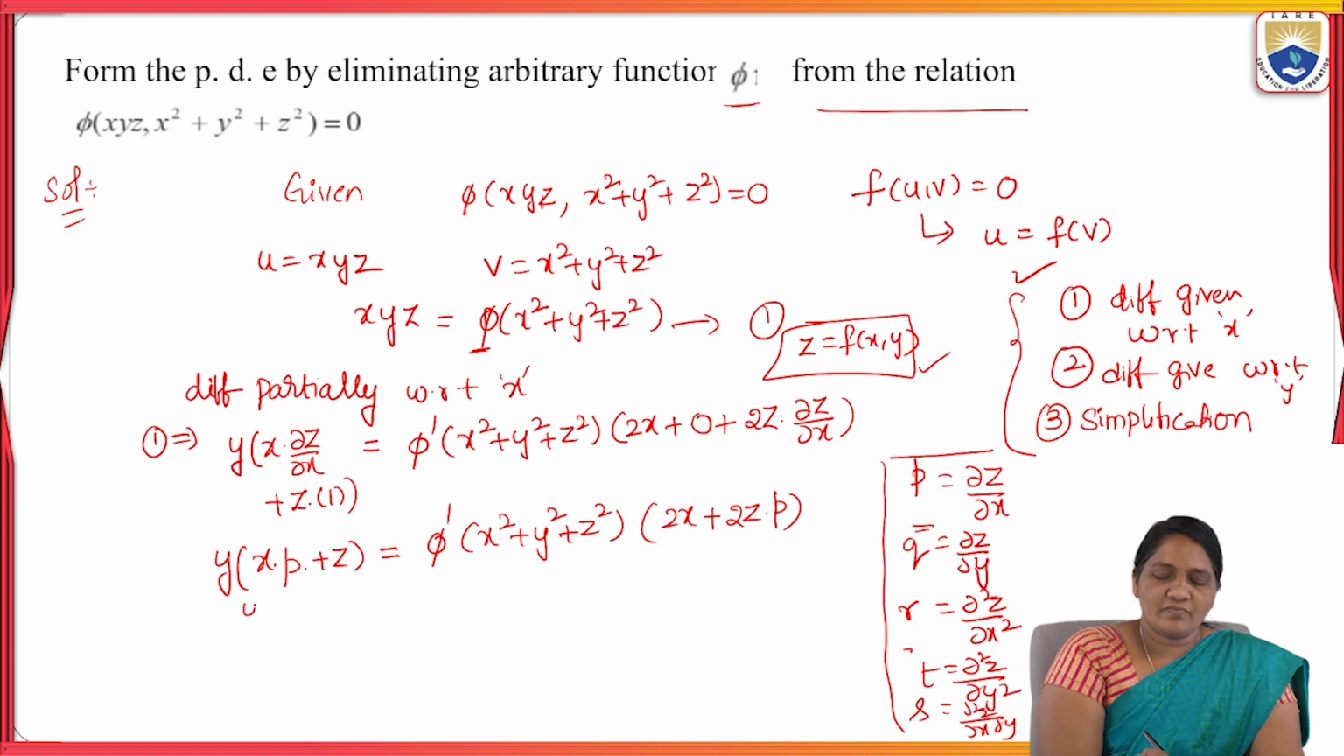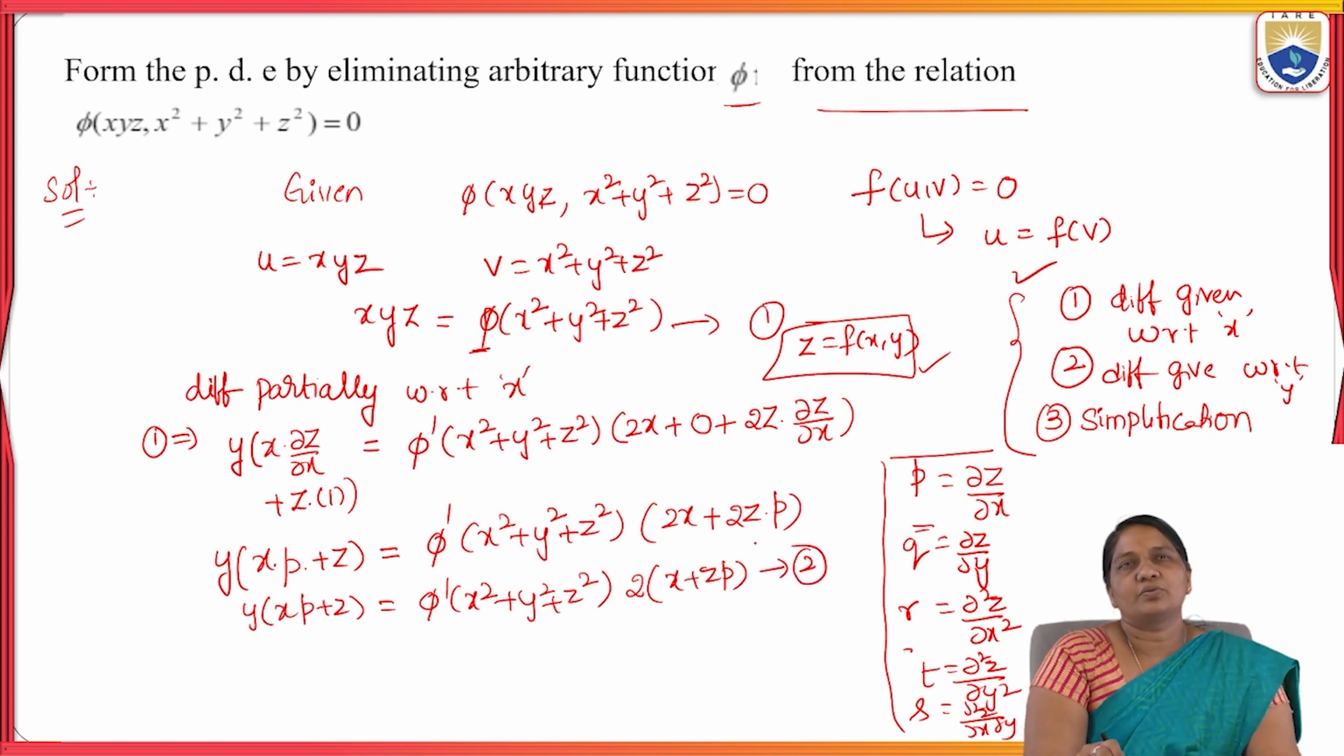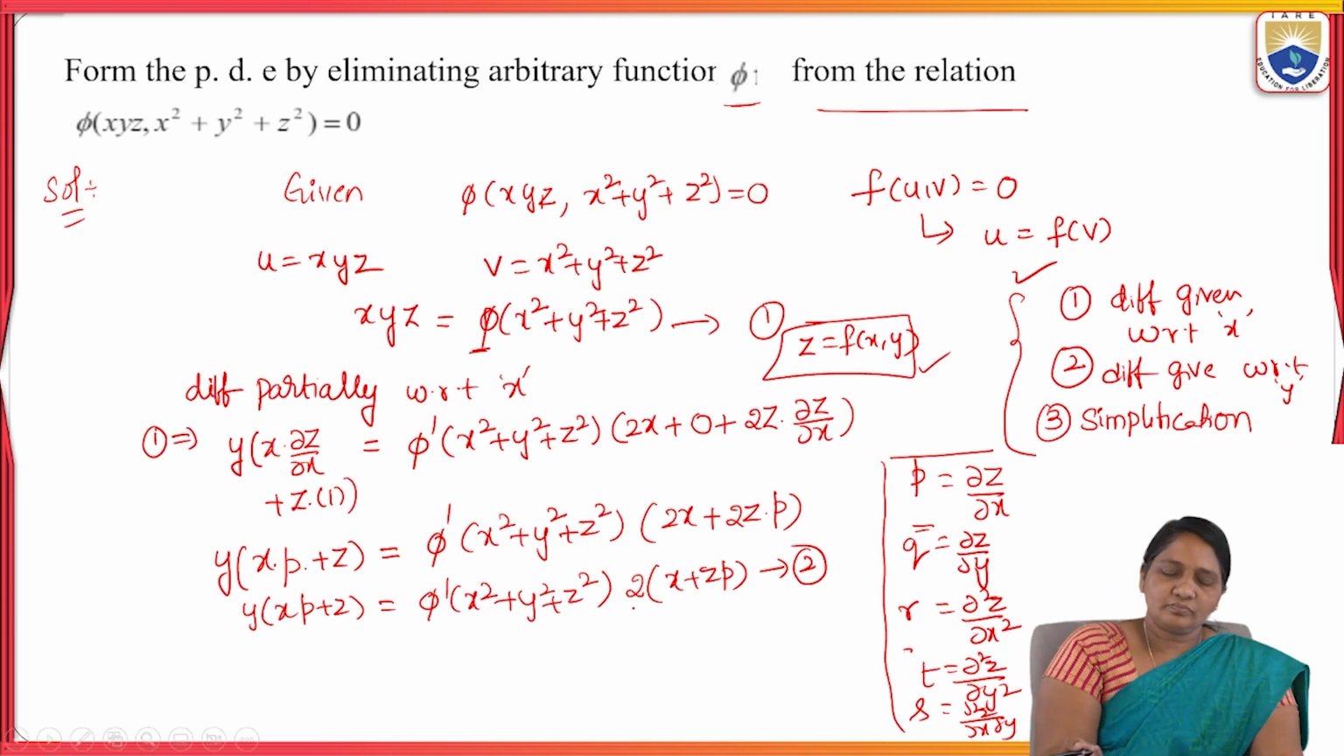So finally y into xp plus z is equal to phi dash of x square plus y square plus z square into, taking the 2 common, x plus zp. This is equation 2. Now the first step is completed.